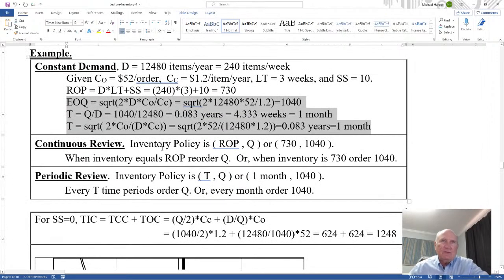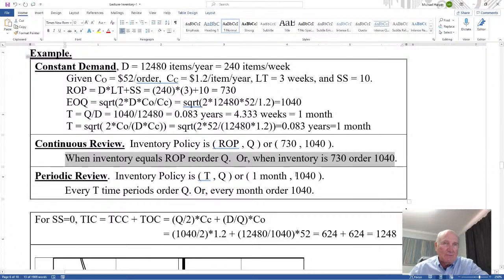So my continuous review inventory policy of (ROP, Q) is (730, 1040). When the inventory equals ROP, reorder Q, or when the inventory is 730, order 1040. My inventory period is (T, Q), 1 month, 1040. Every T time period order Q, or every month order 1040.